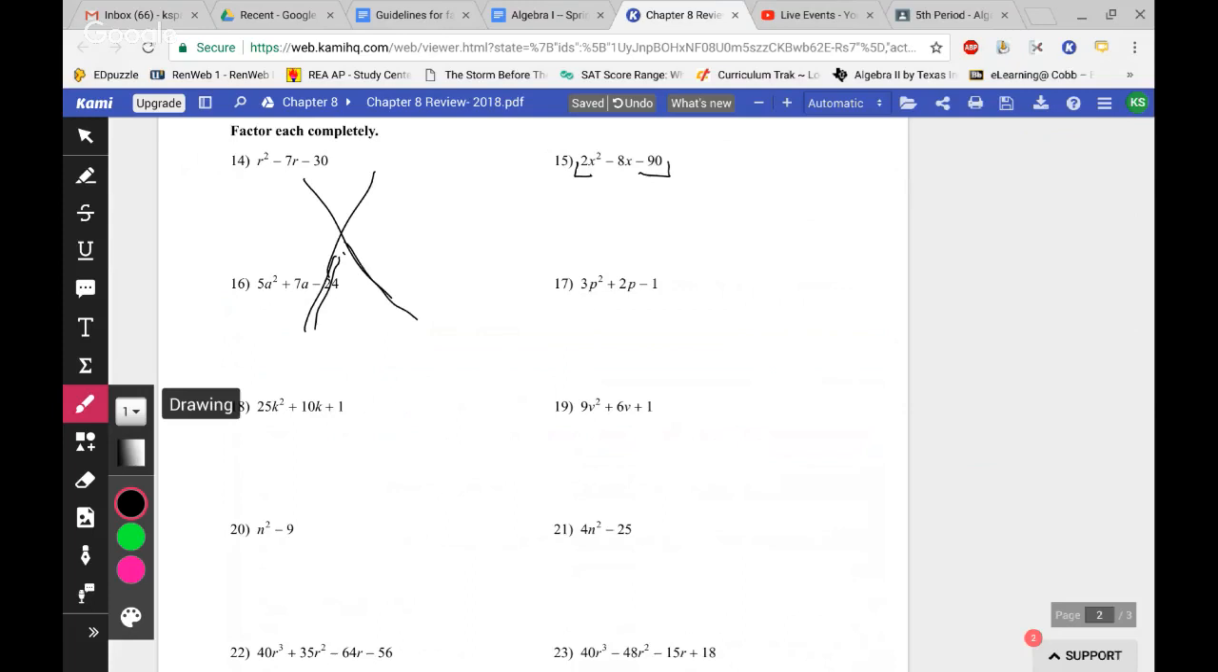So what's 2 times negative 90? Negative 180. So I'm going to put that there. I'm going to put my B term down here. So I'm looking for something that multiplies together to give me negative 180, that when I add them together, I'm going to get negative 8. Do you know what those are? Or do you want me to factor? I do not know what those are.